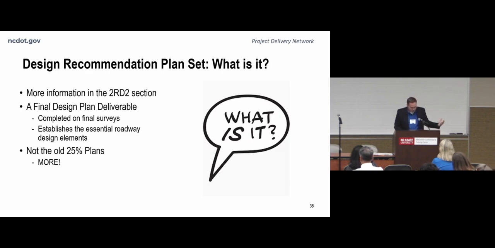Now, sometimes folks will call the DRPS the 25% plans. And based on some older nomenclature that was used for a previous submittal, pre-PDN. And while the 25% plan submittal would probably be the closest to the current DRPS submittal, they're not the same. By design, the DRPS is meant to be more. It's meant to have more coordination. It's meant to have more information built into it as a submittal. So wherever you hear someone equating the two, realize that they are in fact intended to be different submittals.